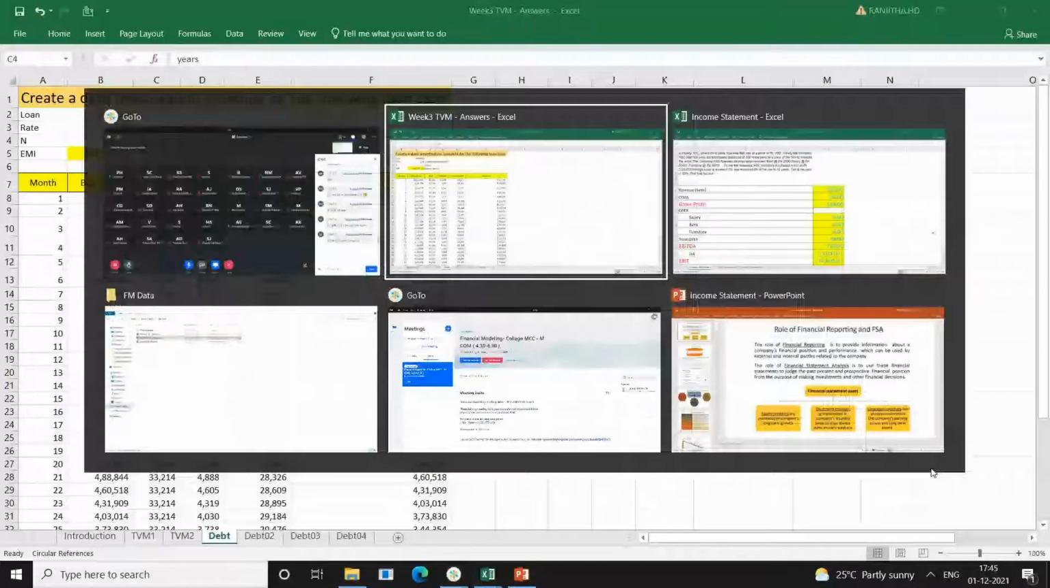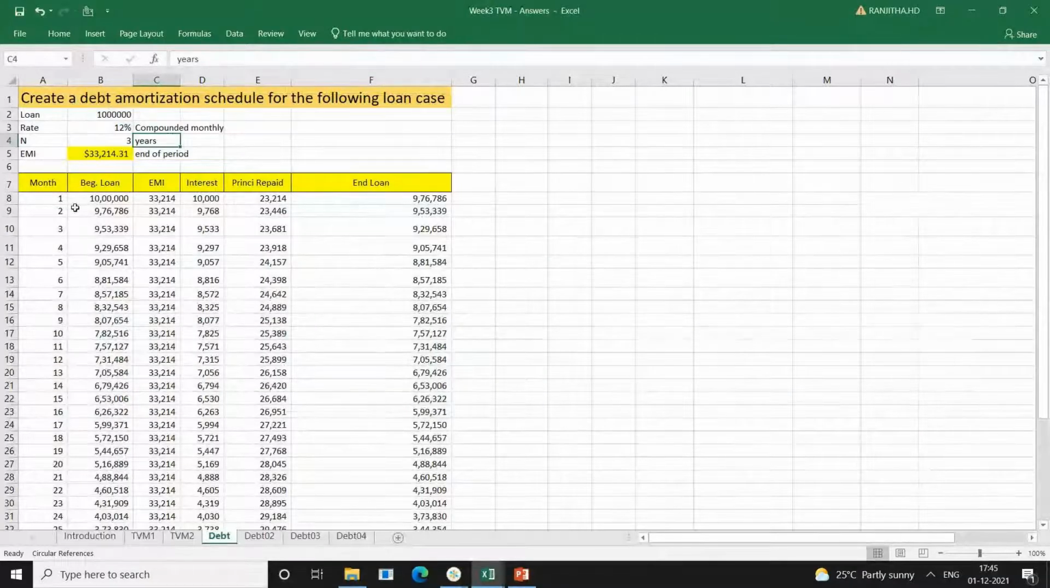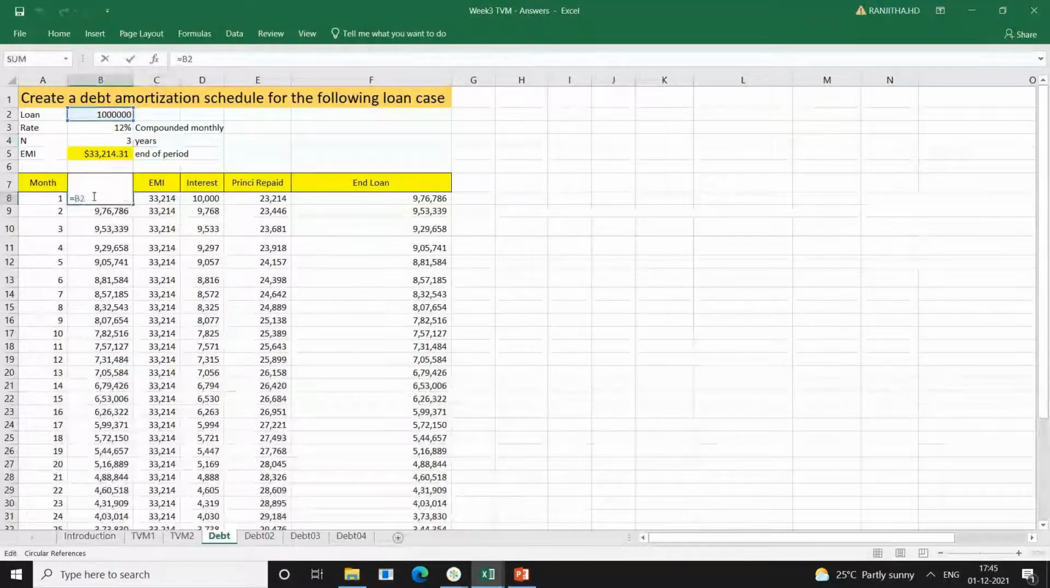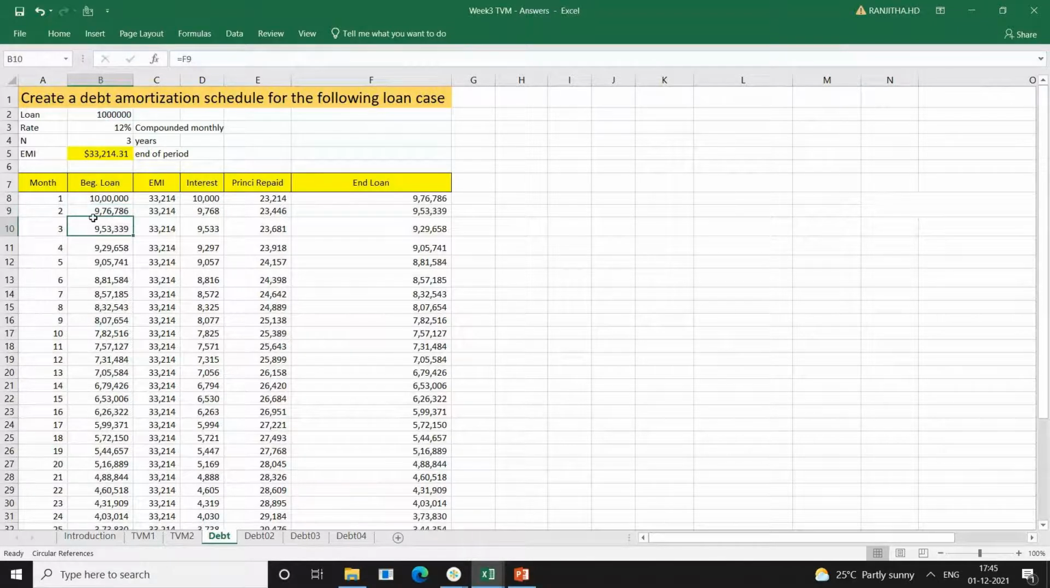For the beginning loan, you don't have to type anything, there is no formula. You just take that the loan amount equals, click on the loan and select. That's it. Here in this beginning loan, the end loan will be your beginning loan. Equals, select the end loan. Did you get it? Okay.